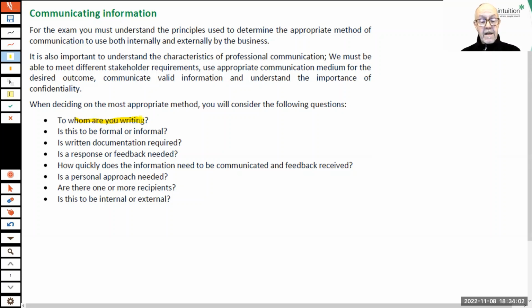Written documentation, is it just pictures? Is it graphs? Does it need supplementary explanatory notes? Is response or feedback needed?